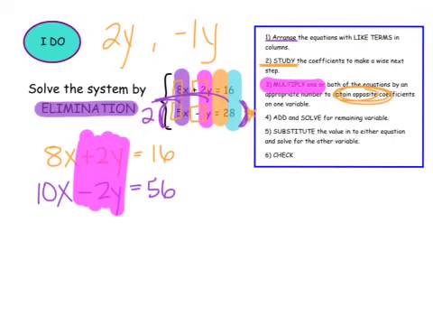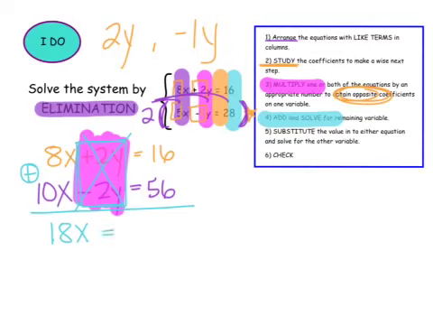So we can go ahead and move on to step 4, where we add our equations together and solve for the remaining variable. So if I add these together, I have 8x plus 10x, which is 18x. Then what happens here with these opposite coefficients, 2y minus 2y is 0y. It completely cancels, which is super convenient for us. And then 16 plus 56, we get 6 plus 6 is 12. Carry the 1, 5, 6, 72.